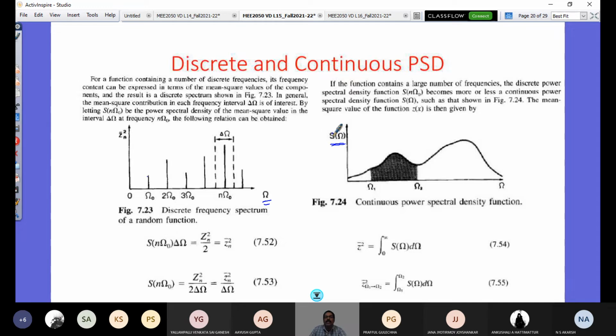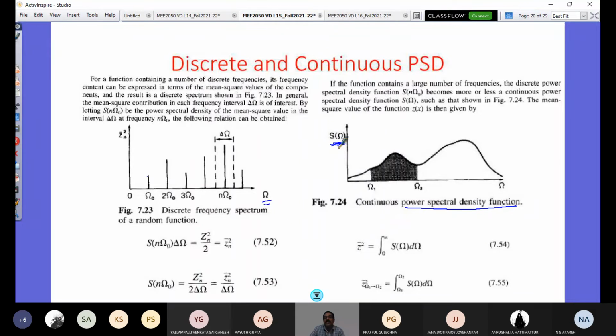So how do you define the power spectral density function? When you look at a discretized spectrum of a random function, you would have a mean square value for every central frequency. But this central frequency is going to be very close by close. When I reduce this delta omega tending to 0, what would happen? This becomes a continuous function, and the variation would be like this. The area under this curve is what is going to give me the mean square value. This function variation is what is called the power spectral density function. So when it is continuous, that's called a power spectral density function.